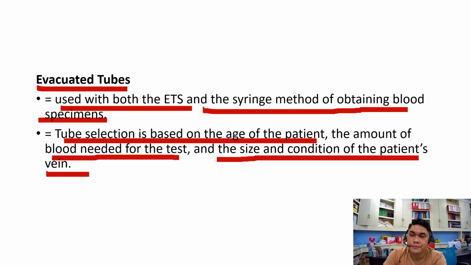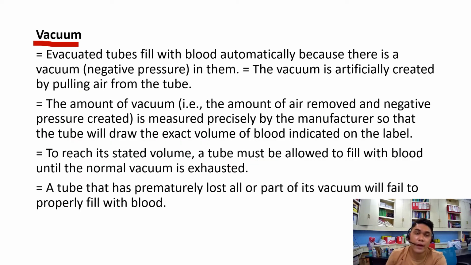Okay. Next, you have the vacuum. So evacuated tubes fill with blood automatically because there is vacuum in them. The vacuum is artificially created by pulling air from the tube. The amount of vacuum is measured precisely by the manufacturer so that the tube will draw the exact volume of blood indicated on the label. To reach its stated volume, a tube must be allowed to fill with blood until the normal vacuum is exhausted. A tube that has prematurely lost all or part of its vacuum will fail to properly fill with blood.